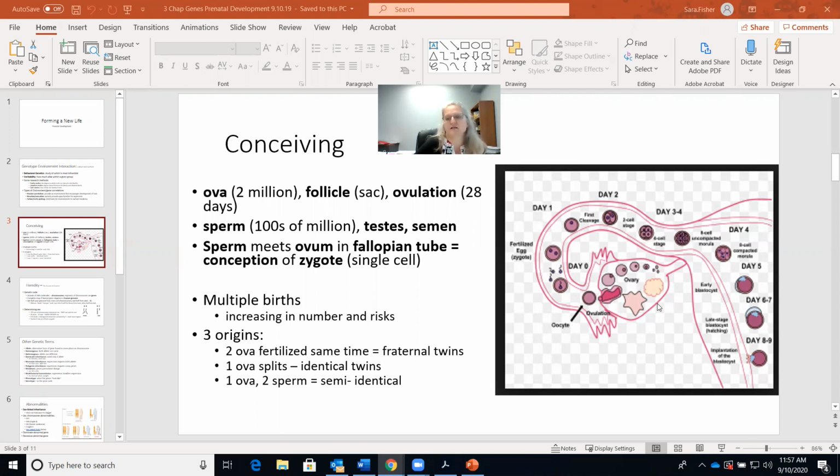That's normal development. About every 28 days, an ova, which you're born with about 2 million, you don't get any more, will mature over the course of a woman's lifetime, and it will become a follicle. What a follicle does is it will be released from the ovary into the fallopian tubes. And this is the process of ovulation. It happens about every 28 days, roughly.